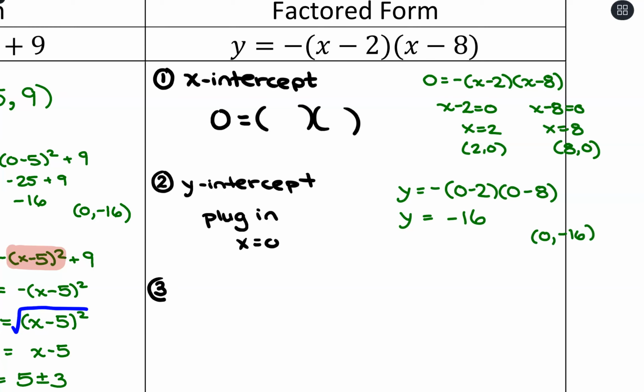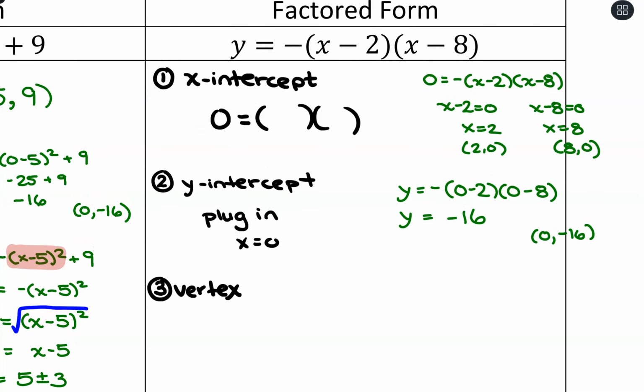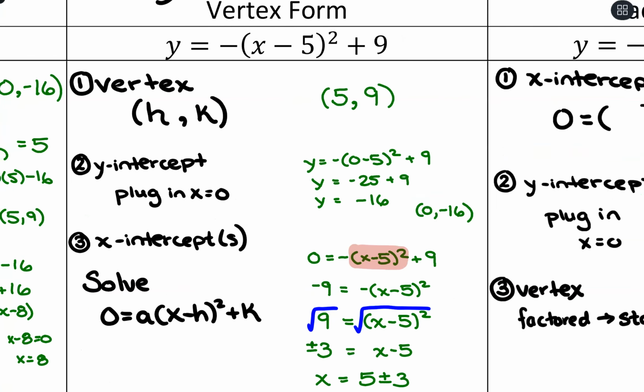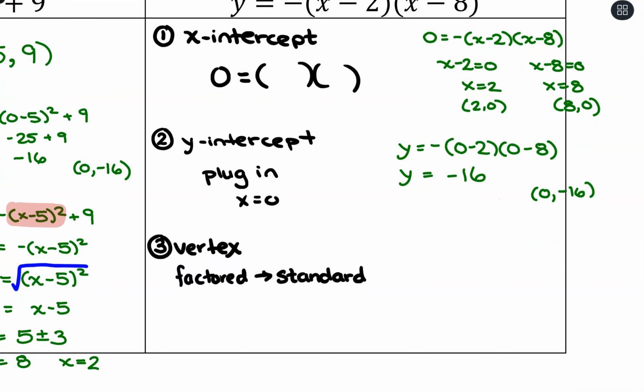All right, our last one here is the vertex. And there's a few ways to go about this. Something we could do is expand the factored form. So what we could do is go from factored form to standard form and just use the rules we used there. So using x equals negative b over 2a, that works. Something you could also think is the x value is halfway between our x-intercepts.